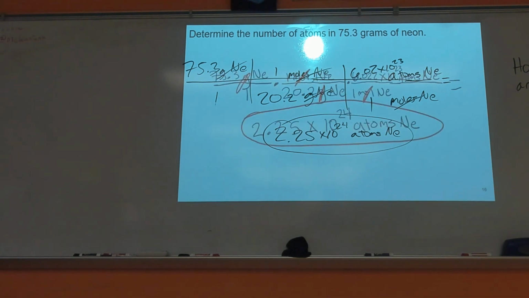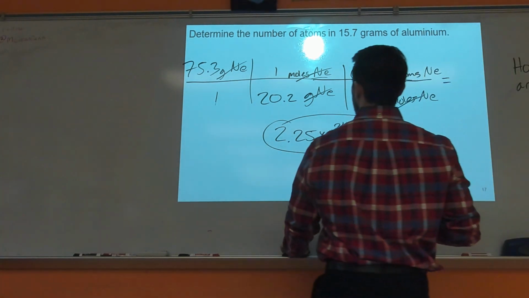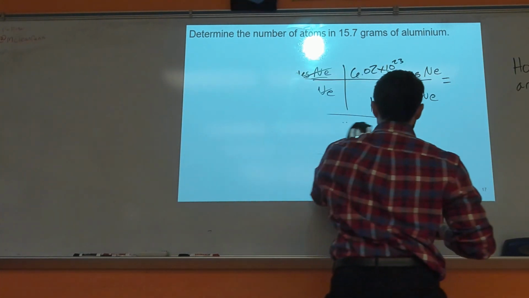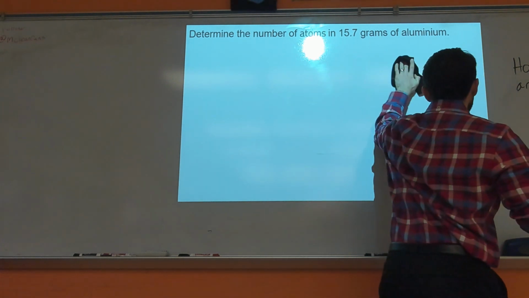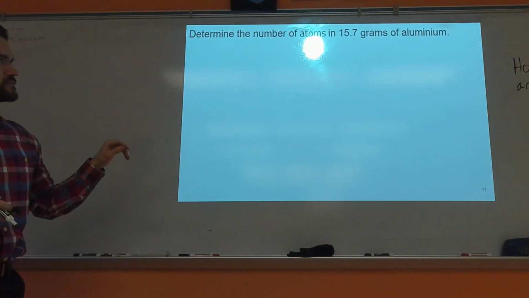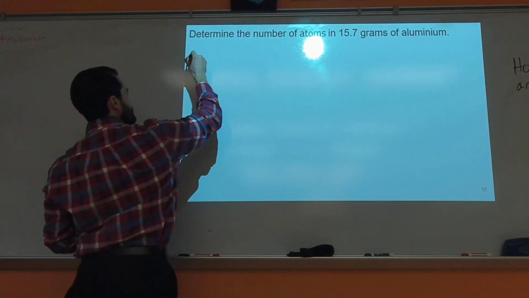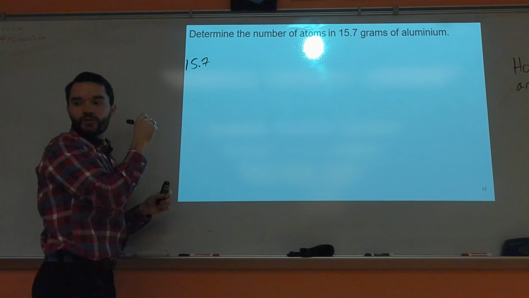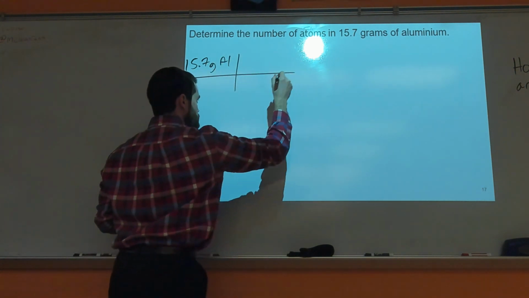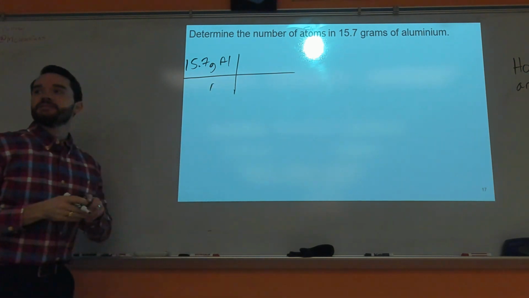Okay, moving on. Let's do another problem. But now, let's do 15.7 grams of aluminum. So, start with the number they give you. I think this is the last problem I have for you. One of the last ones. So, you got 15.7 grams of aluminum. Okay? You can put it over 1.